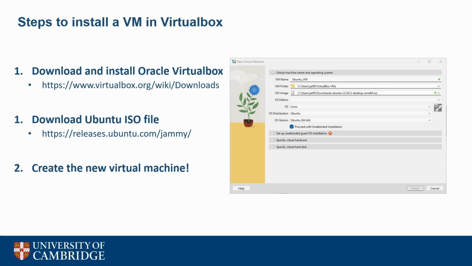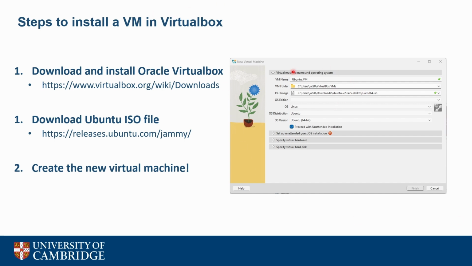First you need to go to the Oracle VirtualBox website and download the program and then install it. Then you need to go to the Ubuntu website and download the latest version of Ubuntu. Then you need to open VirtualBox and select to create a new machine. When you do this, you get this window open up, and there's a few fields you need to fill in.